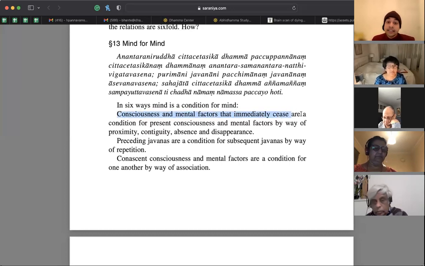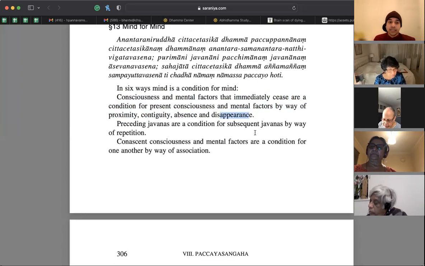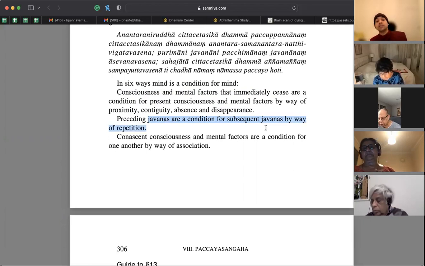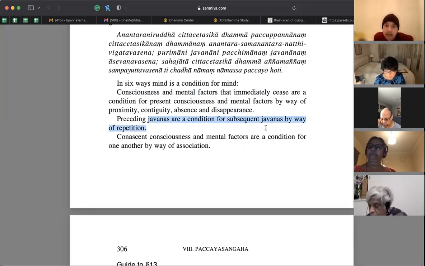Consciousness and mental factors that immediately cease are a condition for present mental factors by way of proximity, contiguity, absence, and disappearance. Preceding javanas are a condition for subsequent javanas by way of repetition. Why is it repetition here? Repetition is because the javanas do exactly the same function.